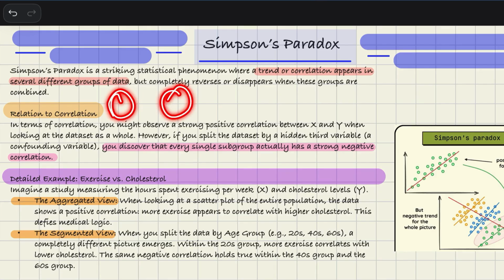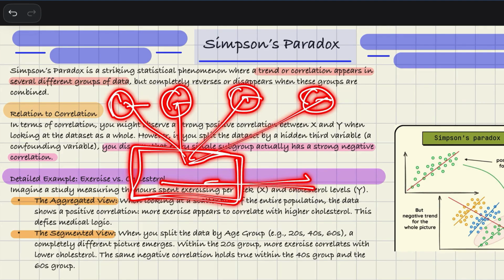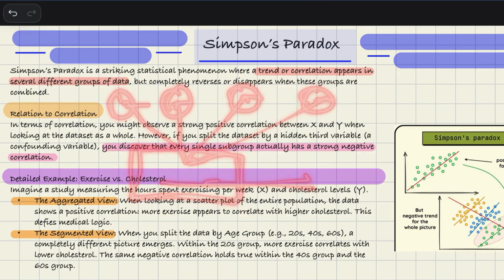So if you say these are the groups of data and there is some kind of pattern in them, and when we group them, when we convert them into a single data set, there is no such pattern. The trend has disappeared completely. That is what Simpson's paradox looks like. It is an illusion of data aggregation.